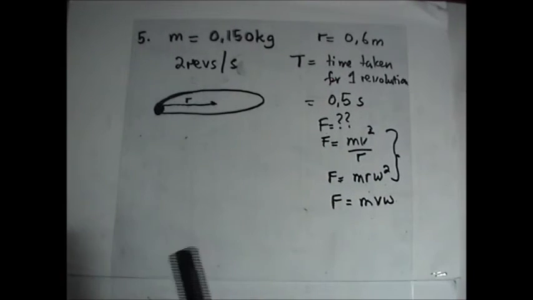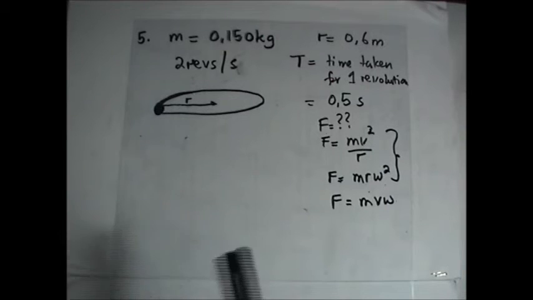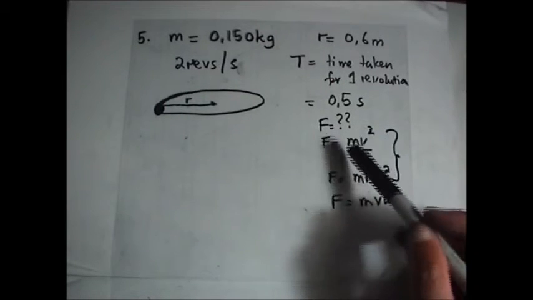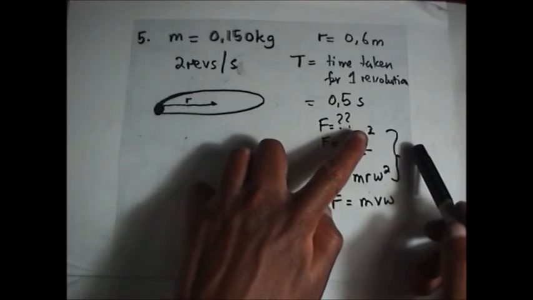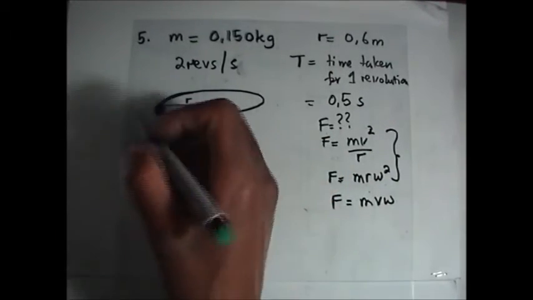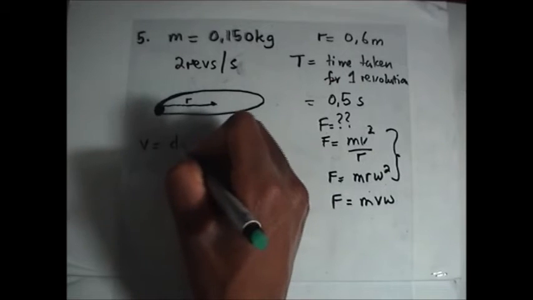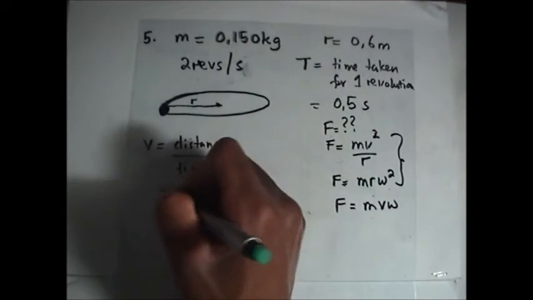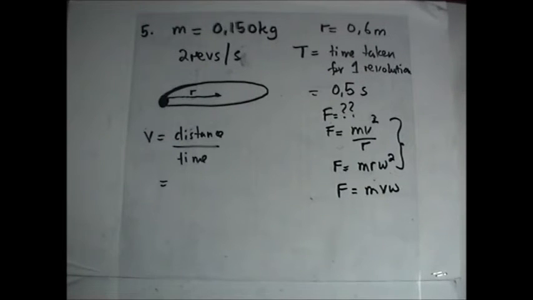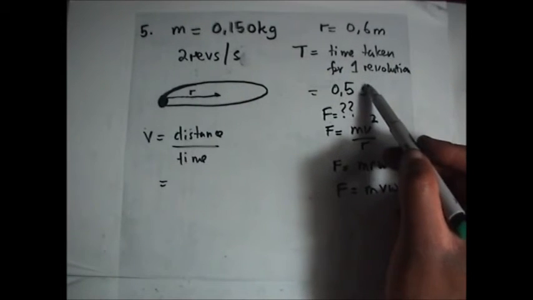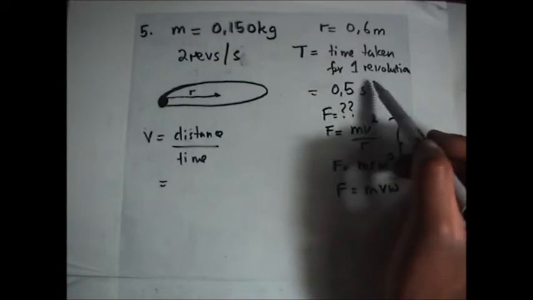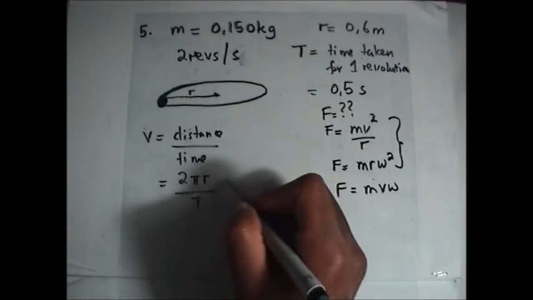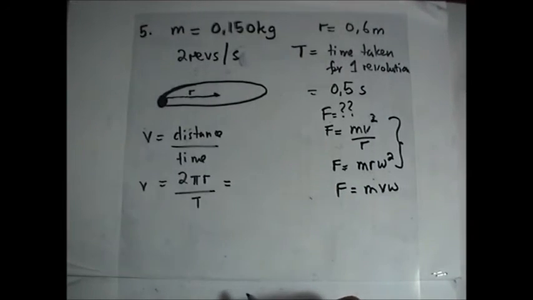So let's calculate. These come from Newton's second law of motion. Using this first one, we need to calculate v. We know that v is equal to distance over time taken. Because now we have a period, the distance for the period is the circumference, which is 2 pi r. So v is equal to 2 pi r over T.